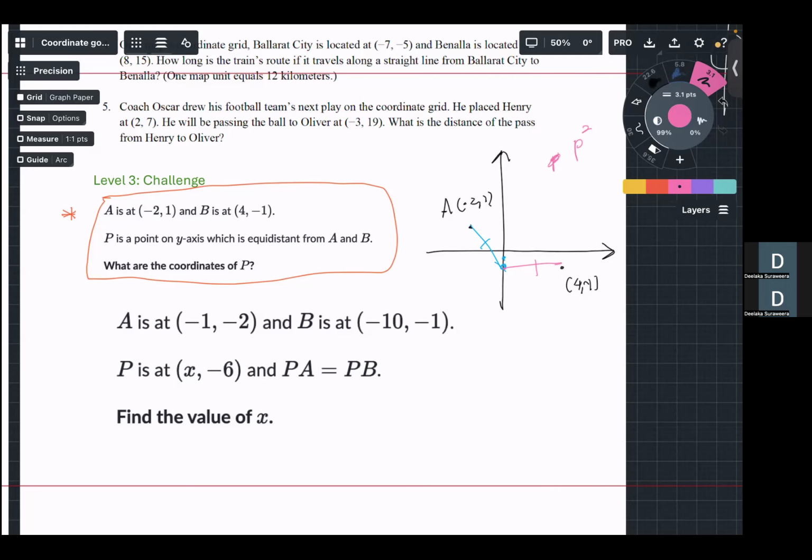Is P in the middle of A and B, or is it that the distance from A to B is the same? Oh, so it's not the midpoint, no. We'll talk about the midpoint after today, but it's not. This is just the same distance. But the property is that P is on the y-axis. What does that mean for us though, if it's on the y-axis?